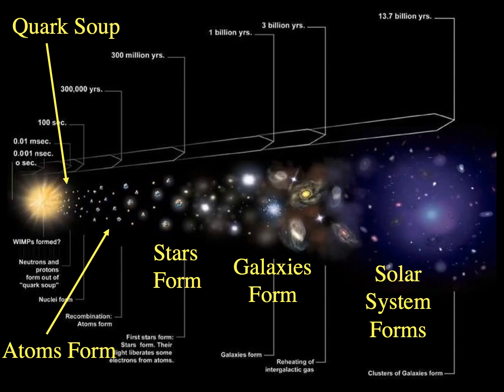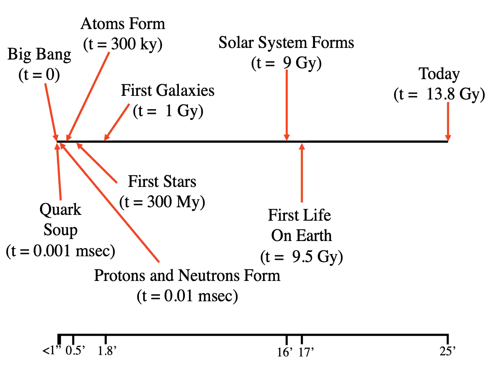So the beginning of life on Earth didn't start at the beginning of the universe. Initially, after the Big Bang, there was something called a quark soup, and quarks make up the neutrons and protons. And eventually atoms were formed, and then stars were formed, galaxies, and finally the solar system way out here. And again, we're way out here at the end. So here's a little timeline of those events.